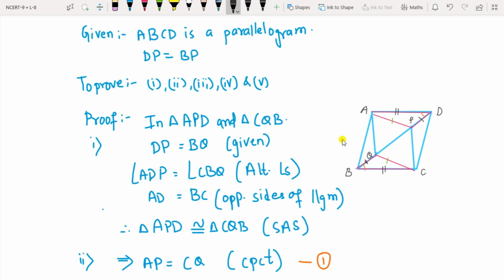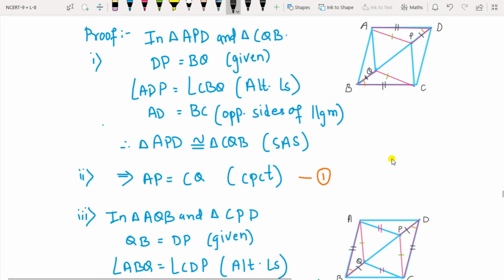So now for the first proof, we have to consider this triangle that I have shown in pink color, ABD and BQC here, or CQB. So here DP is equal to BQ, and angle ADP is equal to angle CBQ. This angle is equal to this angle, alternate angles, and AD is equal to BC, opposite sides of parallelogram. Therefore these two triangles are congruent by SAS, and therefore their CPCT is AP, this one AP is equal to QC. That is the CPCT. That is equation number 1.